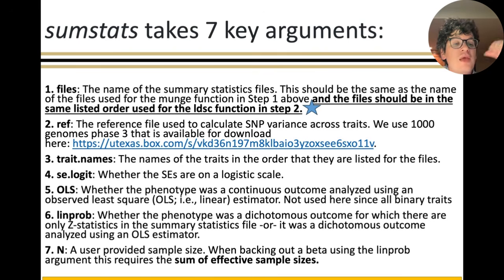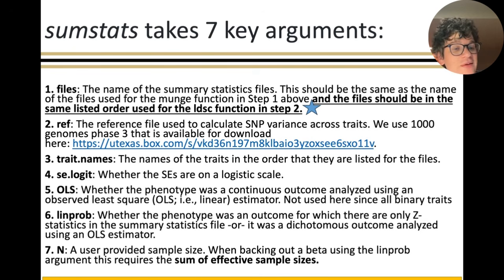The fifth argument is only going to be relevant when you have continuous traits, and this is used to specify whether or not an ordinary least squares estimator was used, where a continuous outcome was analyzed using a linear estimator. So if you have, for example, a standard GWAS of height, BMI, cognition as a continuous measure, then you're going to be setting true for this argument.